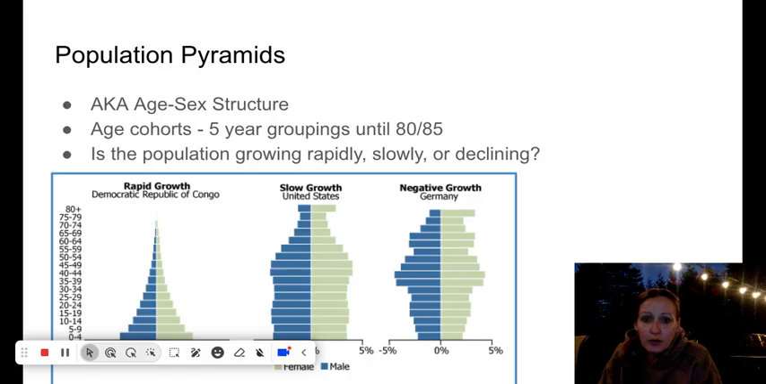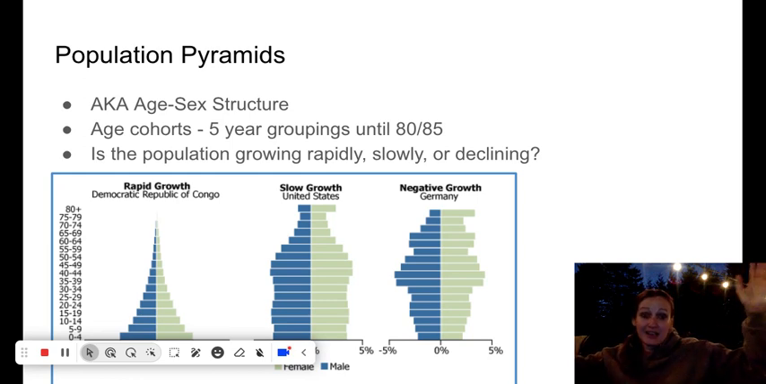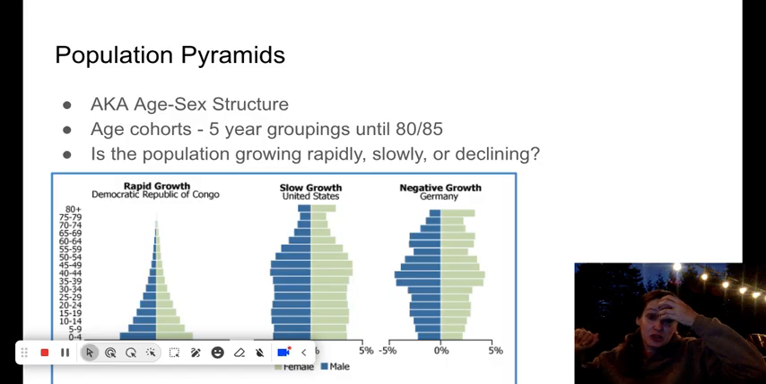A negative growth is where it actually gets wider as it ages. You see it's getting wider later in years. That's negative growth. Now, it could even be more negative, where it's much wider at the top, which you might see in Italy, right? That is a concern for a country.